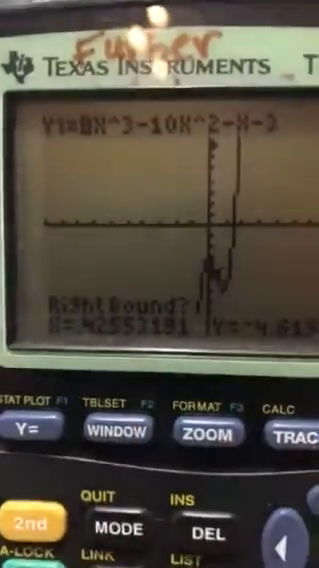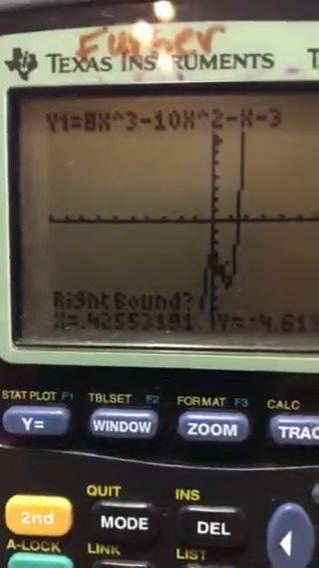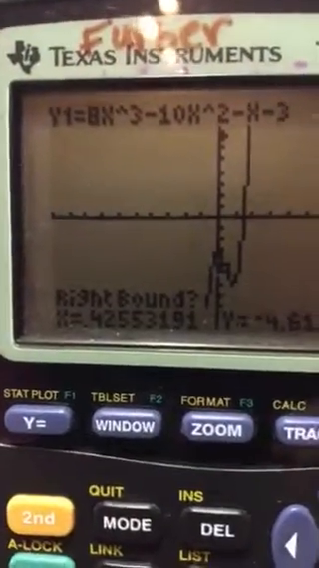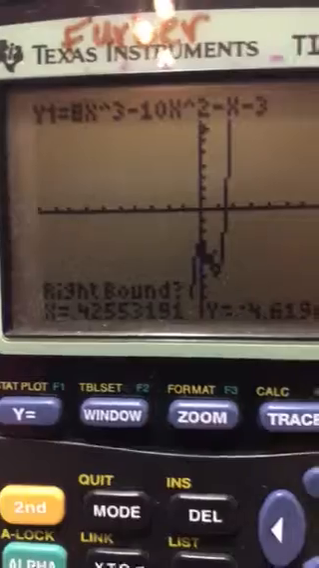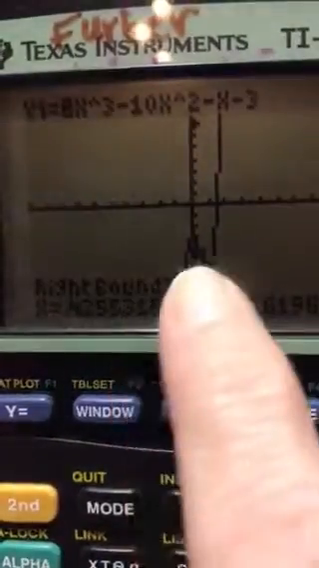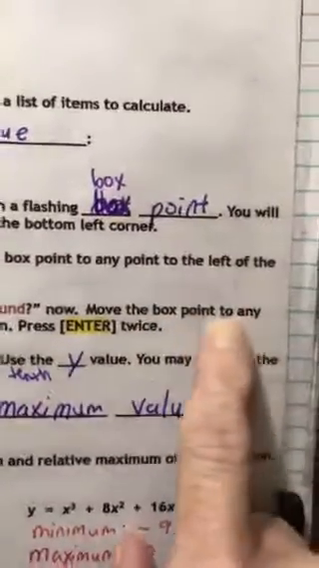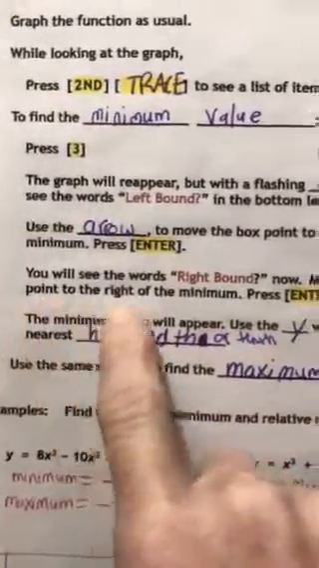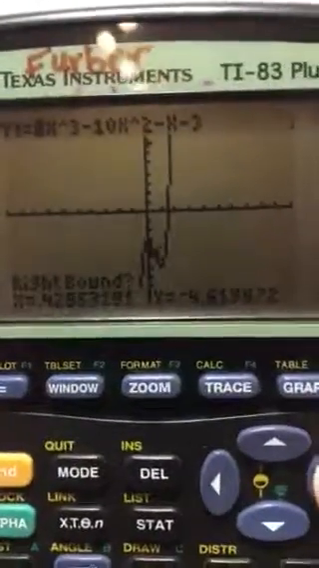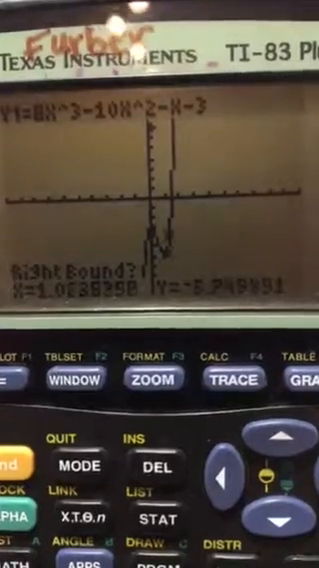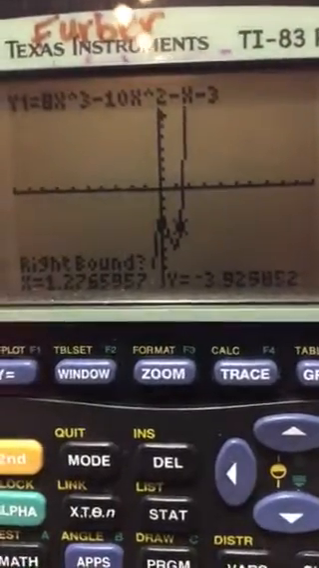Now it's saying, you told me how far left it could be, now tell me how far right it could be. So you're going to move the calculator to the other side of the minimum, to the right side. We'll do it the same way. We're just going to move the box point to any point to the right of the minimum and press enter. Okay, that's to the right, and I'm going to push enter.